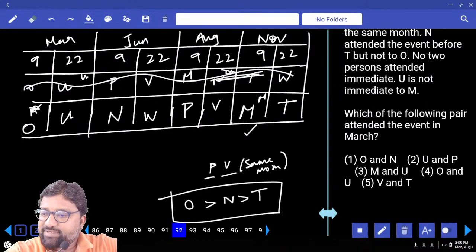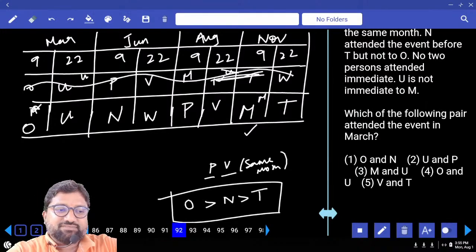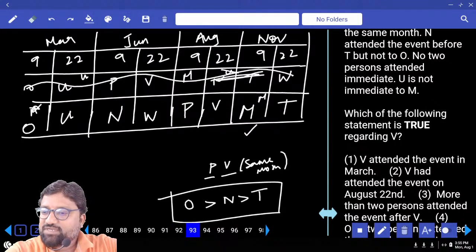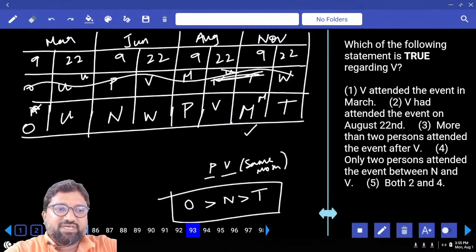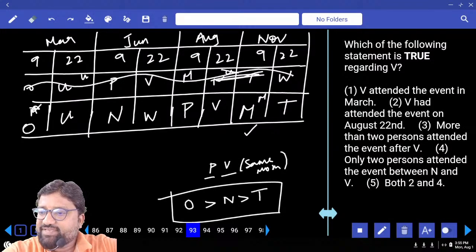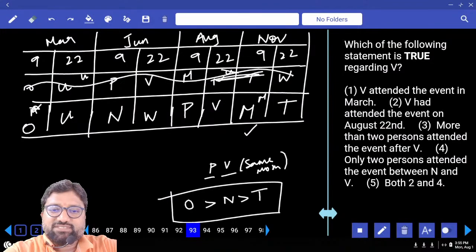Which of the following pair attend the event in March? OU, option 4. Which of the following statements is true regarding V? V attends the event in March. No. V attended the event on August 22nd. Yes. Yes.